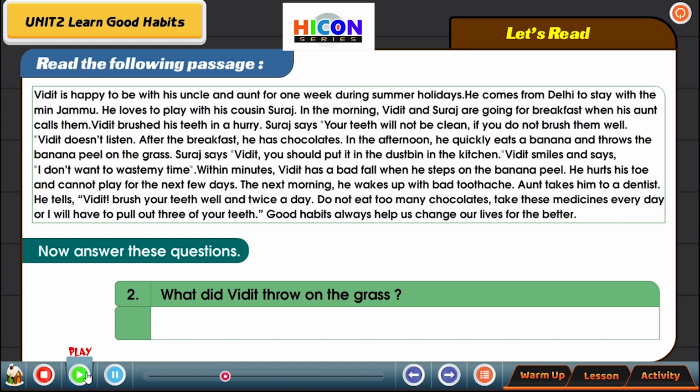What did Vidit throw on the grass? So Vidit threw a banana peel on the grass. So afternoon, after the lunch, he ate a banana. He quickly ate a banana and threw its peel on the grass. Okay. So Vidit threw a banana peel on the grass.